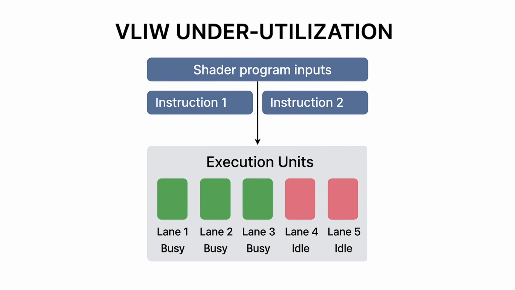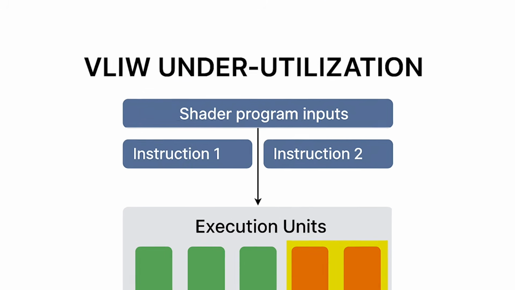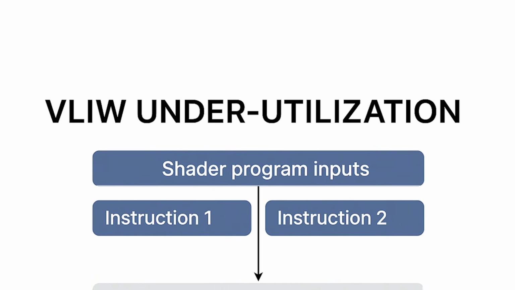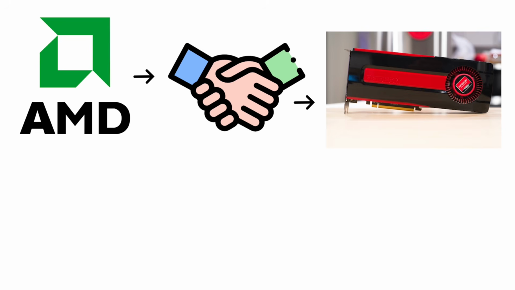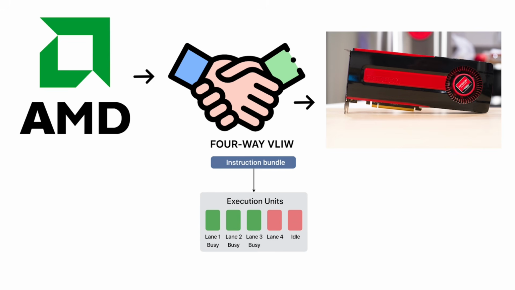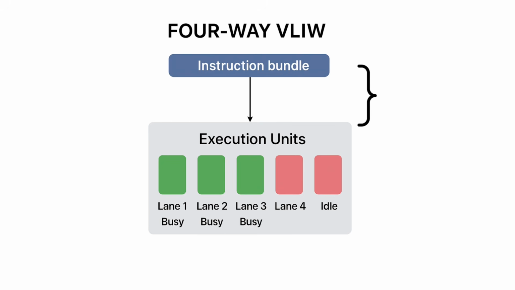If a shader program did not have 5 perfectly independent operations ready at once, some lanes sat idle. That made peak numbers look high, but real programs often left performance on the table due to underutilization. Later, AMD introduced Terascale 3 with 4-way, very long instruction word groups instead of 5. Reducing the width made it easier for compilers to keep the lanes busy, improving real throughput at the same clock speed.